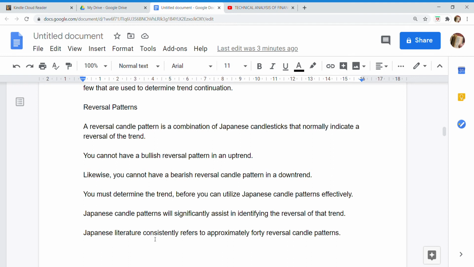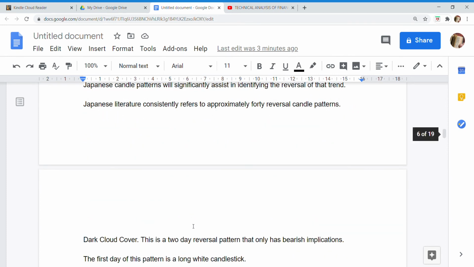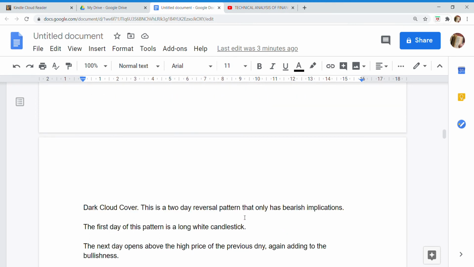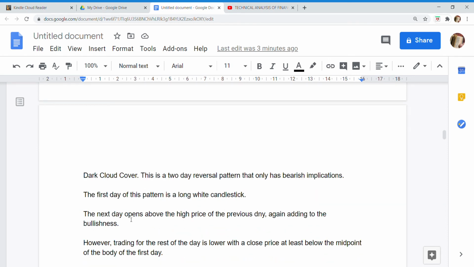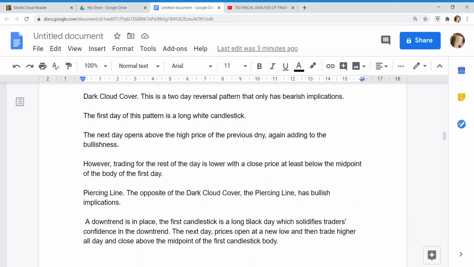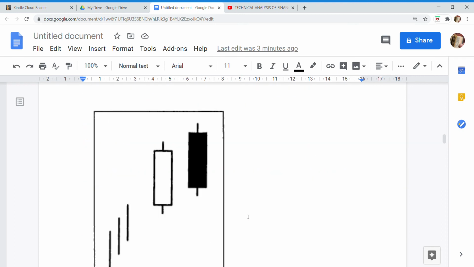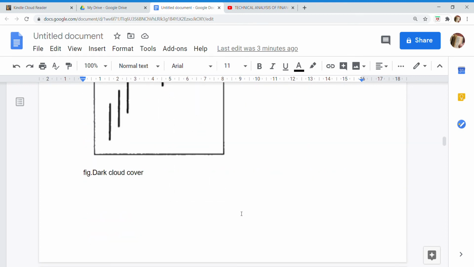Japanese literature consistently refers to approximately 40 reversal candle patterns. Dark cloud cover. This is a 2-day reversal pattern with bearish implications. The first day of this pattern is a long white candlestick. The next day opens above the high price of the previous day, adding to the bullishness. This is a dark cloud cover.